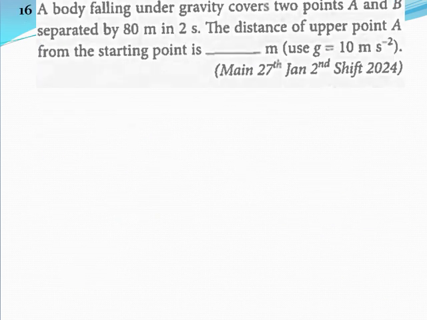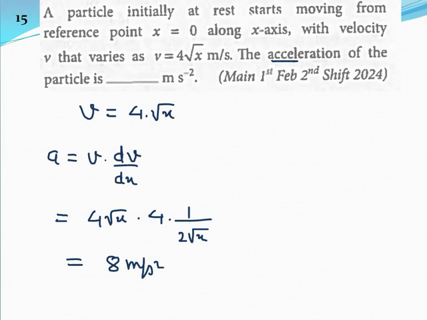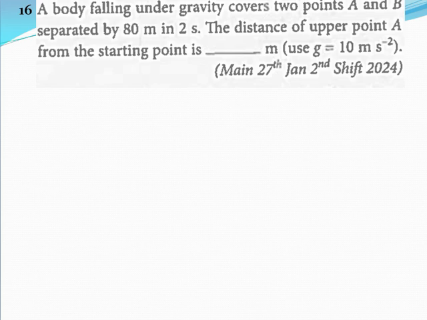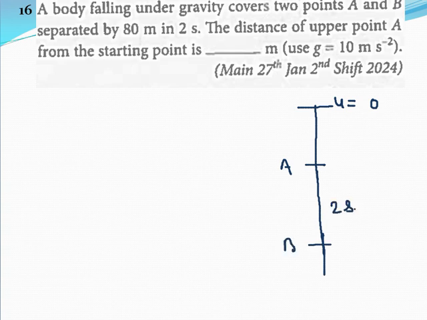Come to the question number 16. A body falling under gravity, starting from rest, covers two points A and B in 2 seconds, and the distance between A and B is given as 80 meters.